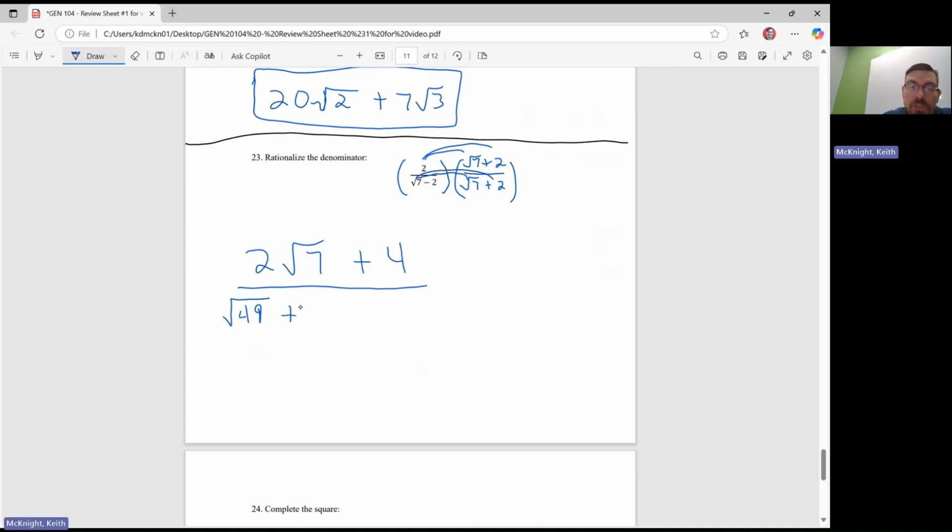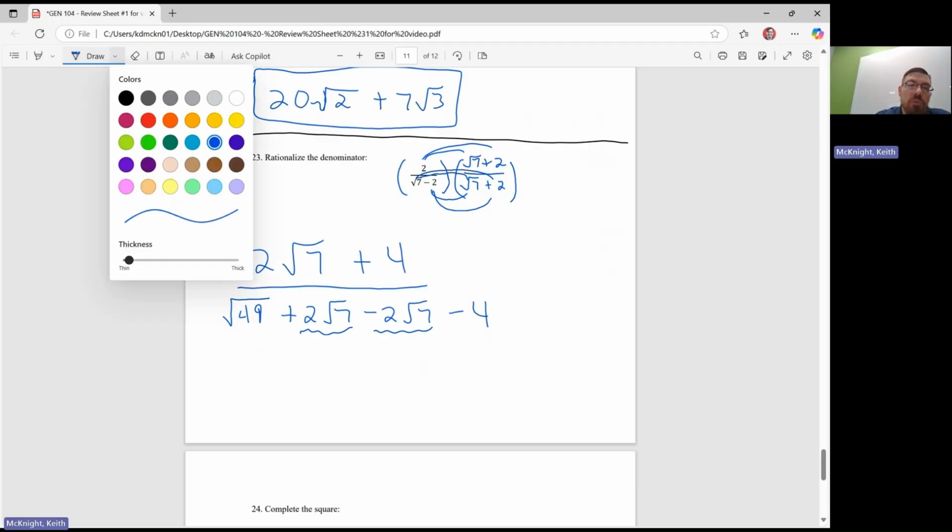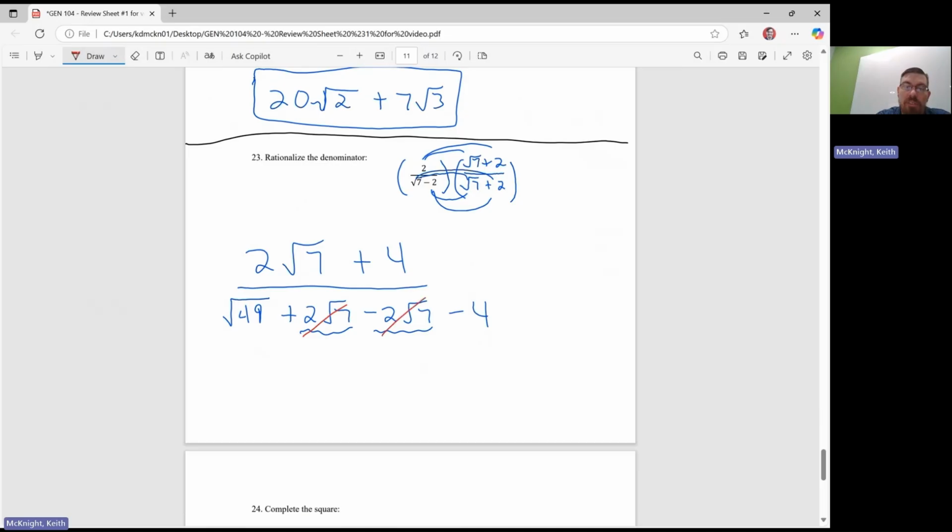Well, that's going to be 2 square root of 7. We're going to do negative 2 times square root of 7. That's going to be minus 2 square root of 7. And then we're going to do negative 2 times 2. That's going to be negative 4. Now, what should happen if you've done the right thing and you've multiplied by the right conjugate? These middle terms here will always cancel because they'll be the same but opposites. So we know that those will indeed cancel.